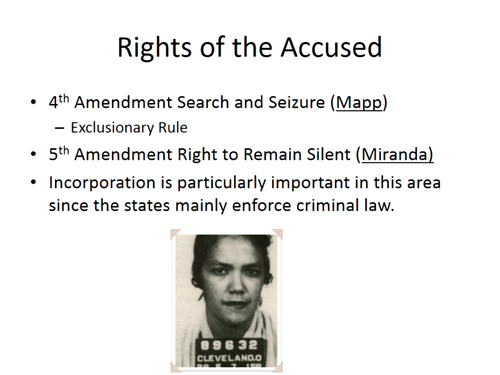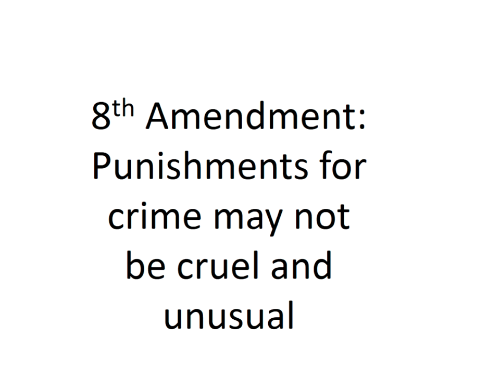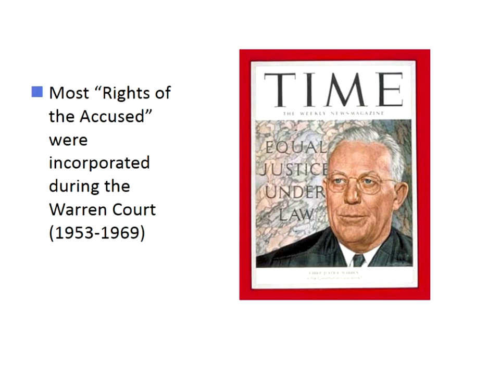So incorporation is a big deal in criminal law because very little of criminal law is federal, which is where the Bill of Rights originally protects. And so you need this funnel to bring down the rights that we have in the Bill of Rights to the states. What comprises the funnel? The 14th Amendment and the word state, where it says, no state shall abridge people's due process of law. Okay. 8th Amendment, punishments for crime may not be cruel and unusual.